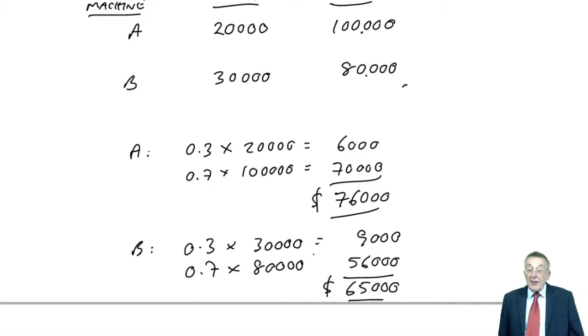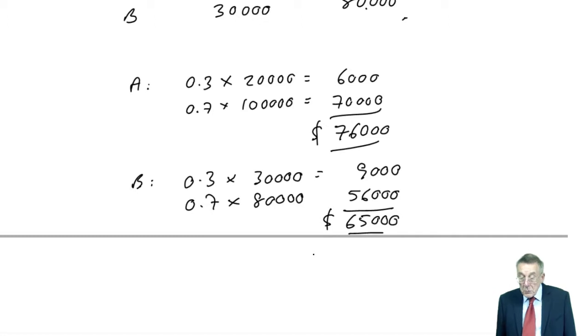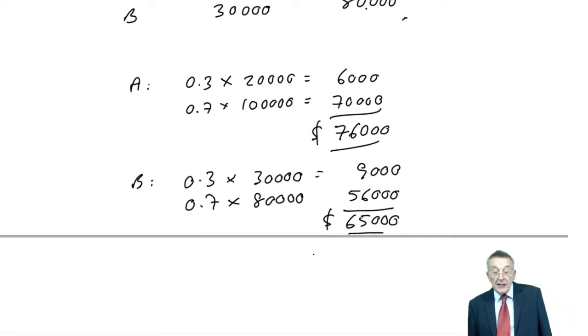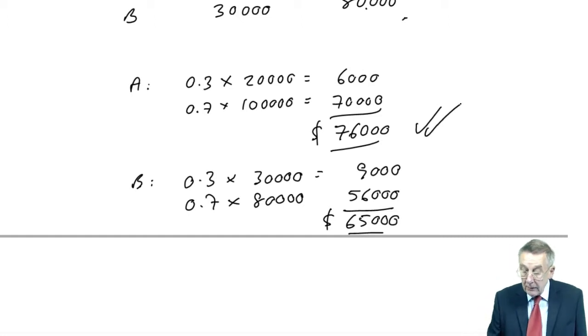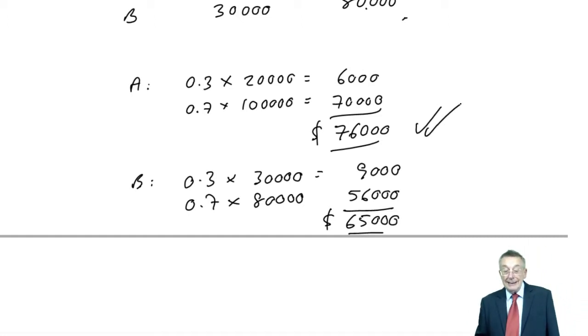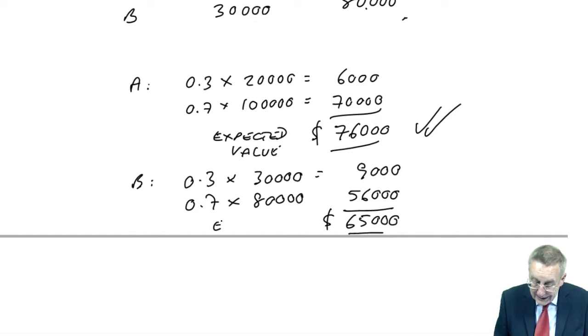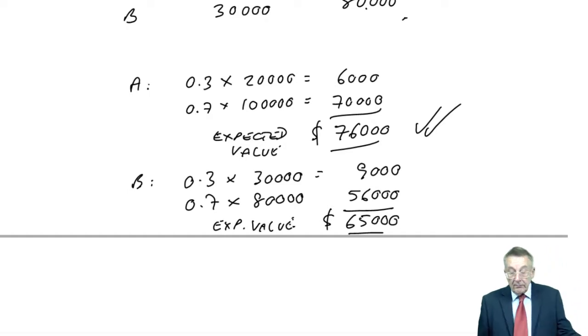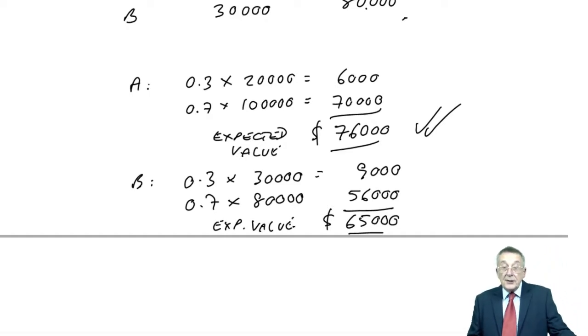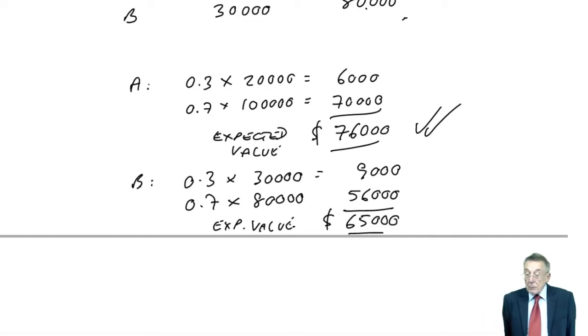And we could say, all right, with that extra information, A is like an average of 76, B is like getting an average of 65, and therefore, we choose A. And we call those averages the expected value. And it gives us another basis for a decision.